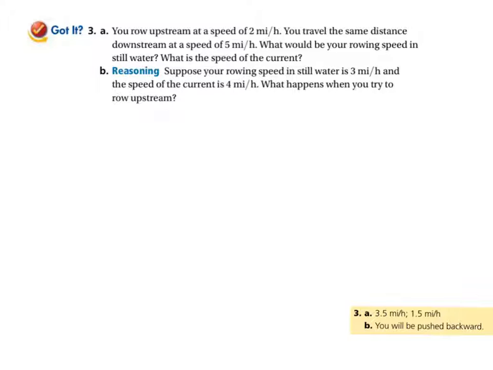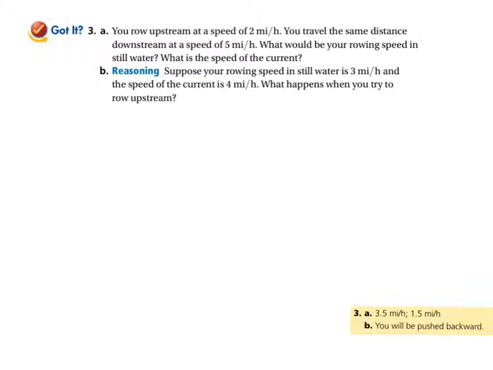Okay, so this one, very similar problem. You are upstream at a speed of 2 miles per hour, right? So that's like your ground speed in the last problem. You travel the same distance downstream at a speed of 5 miles per hour. What would be your rowing speed in still water, right? So that's how much you're putting into it, that airspeed piece. And what would be the speed of the current? So that's like the wind speed in the last problem.